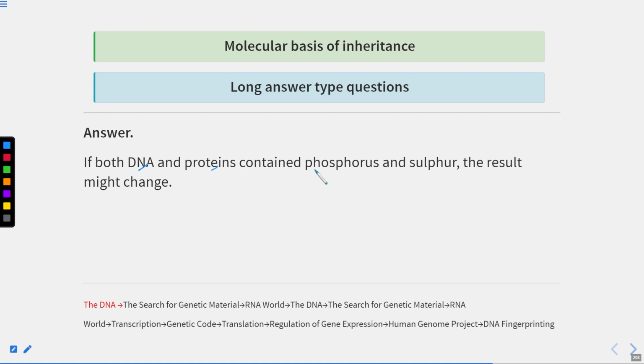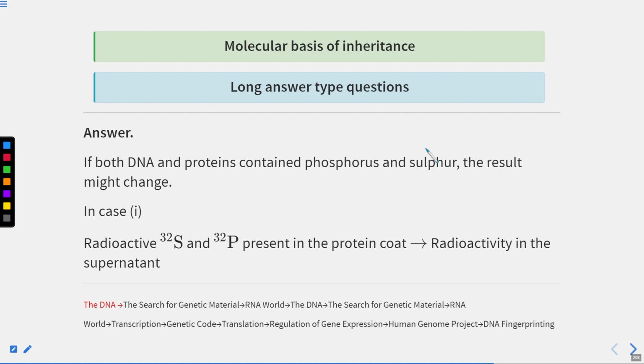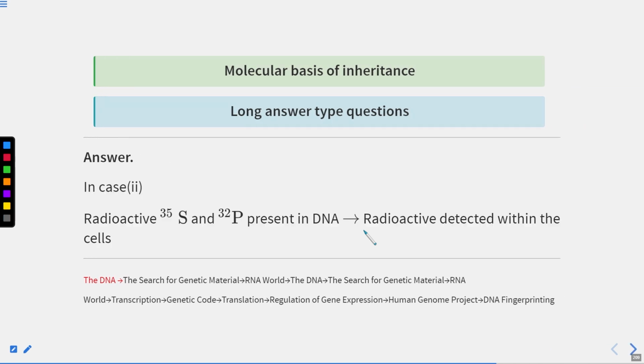Now, the next part of this question was: if both DNA and proteins contained phosphorus and sulfur, the result might change. What will be the result? Let's see case number 1. Suppose both radioactive phosphorus and radioactive sulfur were present in the protein coat. Then the radioactivity will be seen in the supernatant, because the supernatant consisted of the protein coat. This will create confusion about whether protein or DNA was the genetic material. Because of the presence of both sulfur and phosphorus in DNA or in protein, it will be very difficult to decipher what the genetic material is.